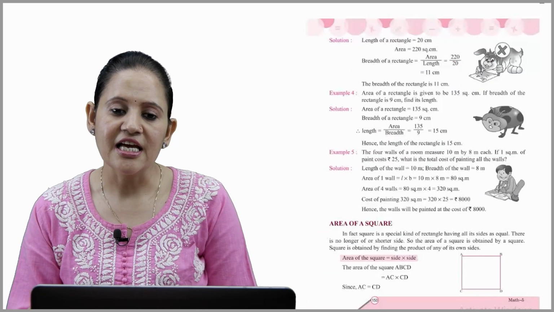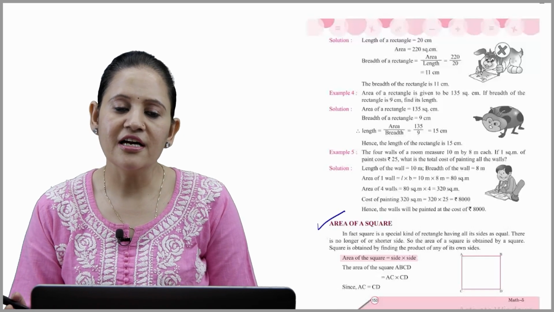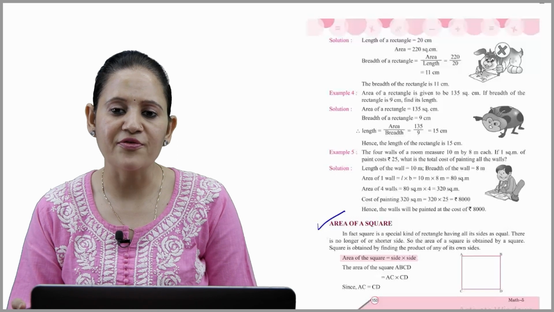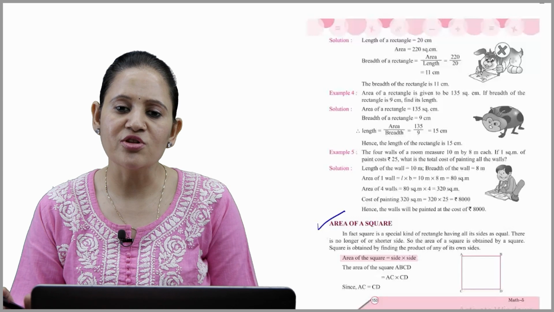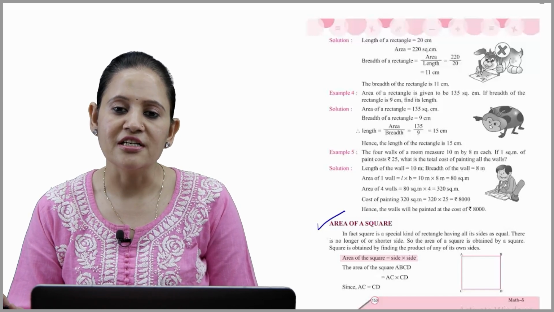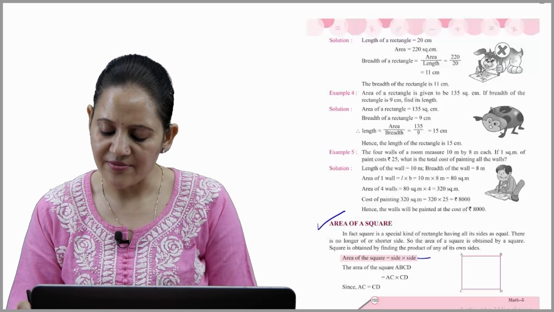Next is area of square. Square का area कैसे निकालते हैं? In fact, the square is a special kind of rectangle having all its sides equal. Square में जितनी भी sides होती हैं, all 4 sides are equal. There is no longer or shorter side. So, the area of a square is obtained by finding the product of any two of its sides. So, area of square is side into side.